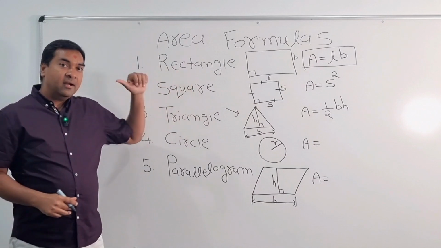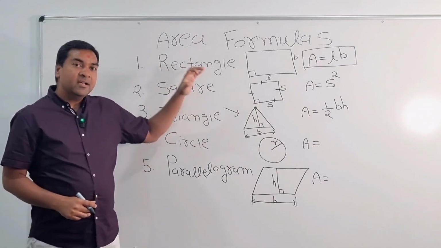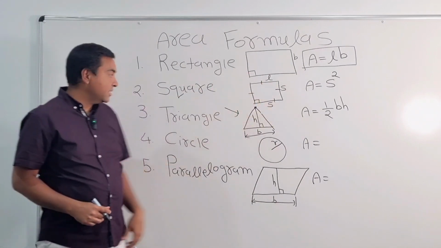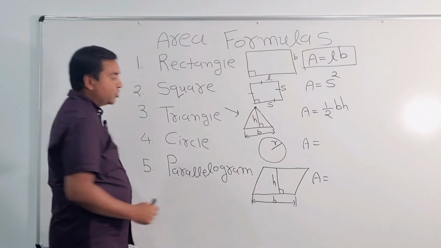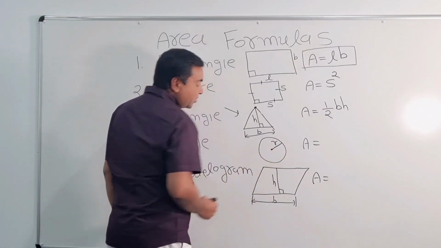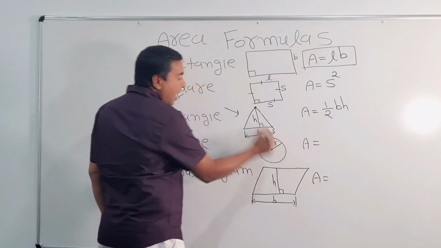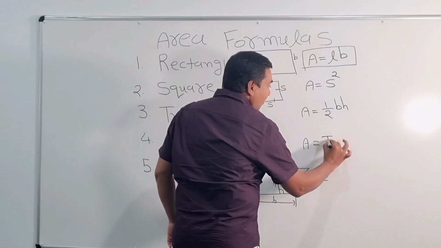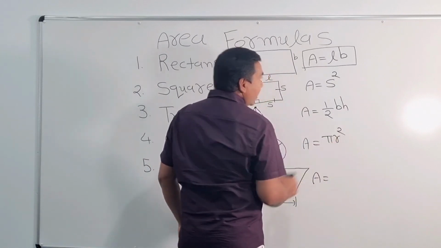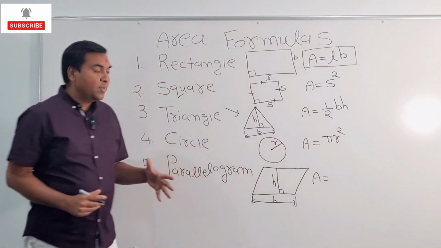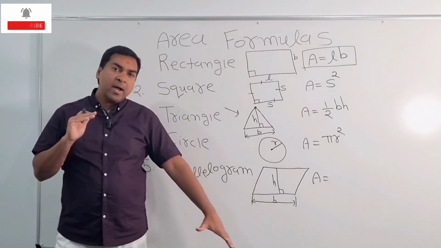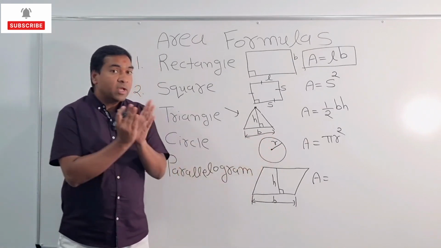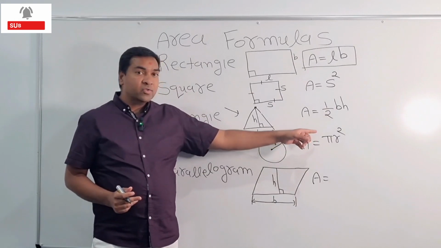So I'm done with the 3 formulas. Area of rectangle is length times width. Area of square is side square. Area of triangle is 1/2 base times height. Now the fourth one is a circle. So circle, let us say this is the center of the circle and the radius is R. If radius is R, then area of circle is pi R square. Here you got to be a little bit careful, guys, because a lot of students get confused between 2 pi R and pi R square. 2 pi R is a circumference, yeah? But if you're talking about the area, it is pi R square.